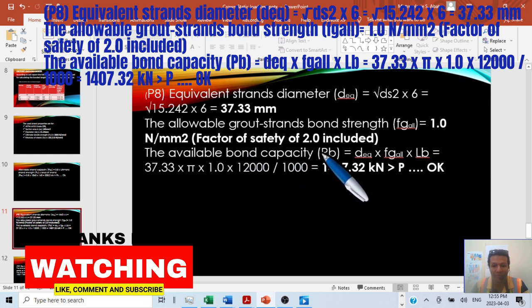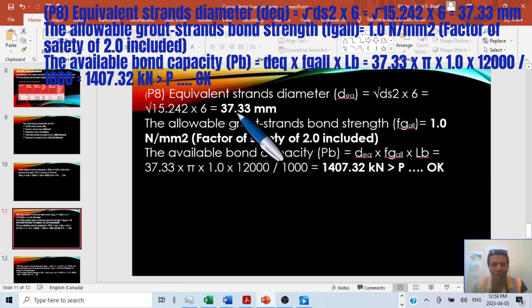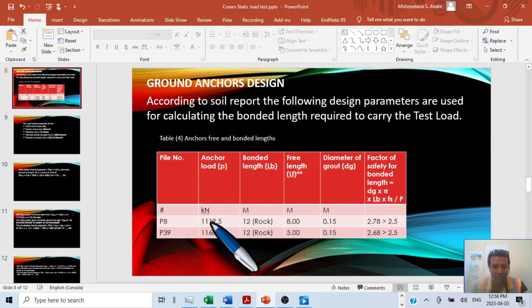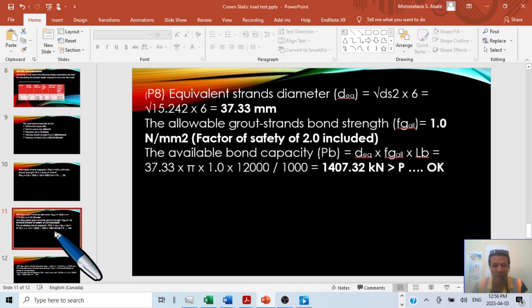And the available bond capacity is equal to the equivalent strand diameter times the allowable grout strand bond strength, Fg allowable, times Lb, the bonded length. If you multiply this, you will get 1407.32 kilonewton. This is greater than P. P means this is for P8. We can come here, as you can see, for P8 the load is 1119.5. So that's okay.